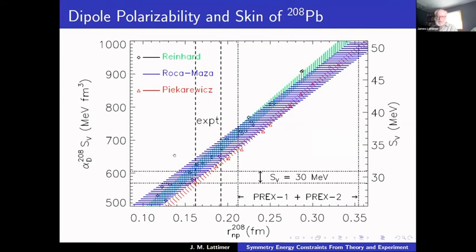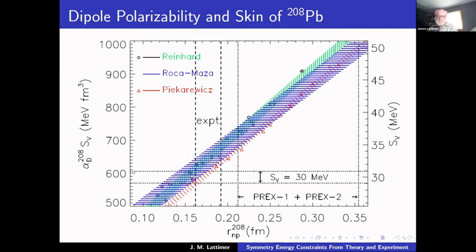We do better when we look at lead-208. If we take the several measurements of the thickness of lead-208 that we have so far, that's between about 0.16 and 0.19 fermis, and the correlation from alpha D that Roca-Maza found for lead-208 is shown in blue. Piekarewicz and Reinhard have recently revisited that and established slightly different correlations, but they're all more or less consistent with each other. The PREX measurement, on the other hand, is shown over here, and you can now begin to see that there is tension between the PREX measurement of the neutron skin thickness and what would be predicted by the dipole polarizability measurement of lead-208.